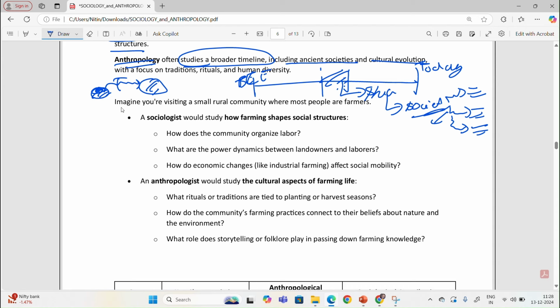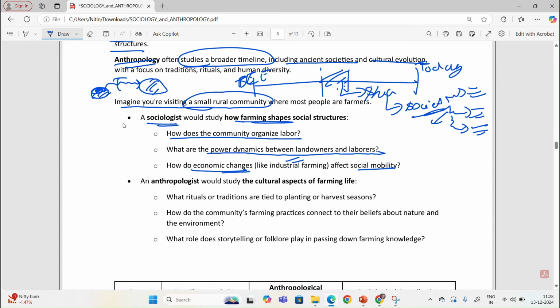I'll just explain. Say, imagine you are visiting a rural community, a small rural community. A sociologist would ask questions such as, if you're studying farming, how does the community organize labor? What are the power dynamics between landowners and laborers? How do economic changes such as industrial farming, technological advancement affect social mobility? ये sociologist का काम है.